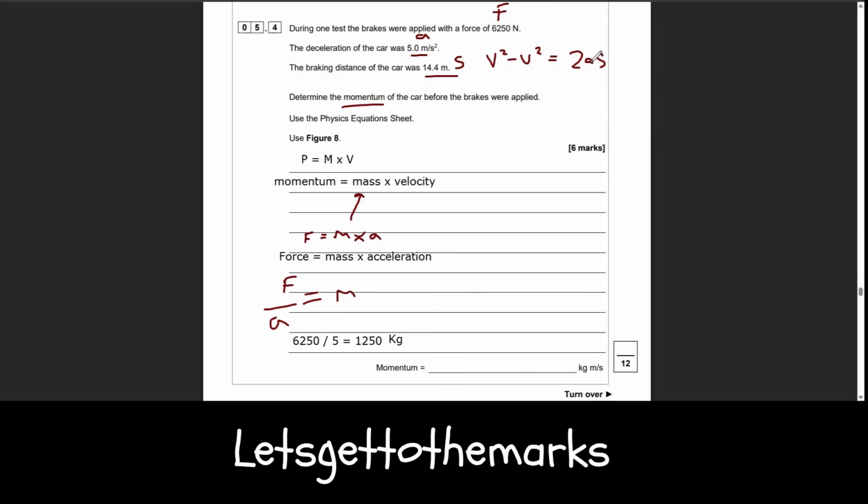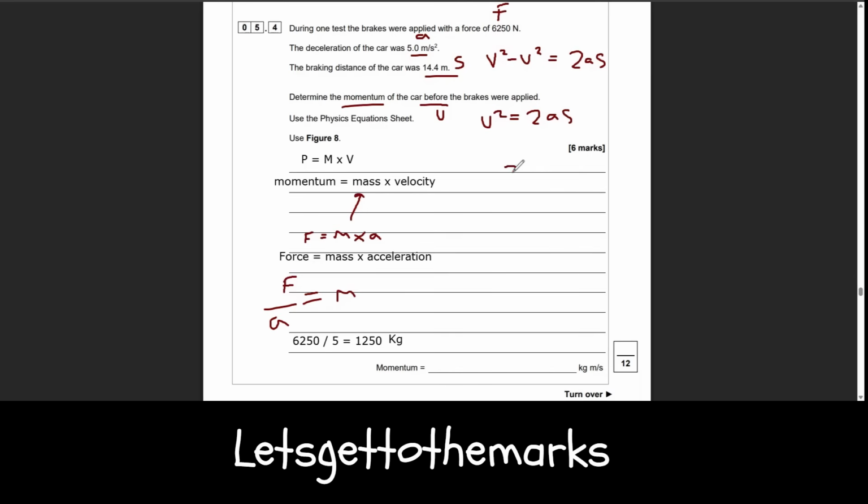So all we need to do here is we've got the acceleration, we've got the distance. So we are determining the momentum before the brakes were applied. That's U. We want the initial velocity because that's what's going to give us our initial momentum. So we want U. The final velocity is going to be 0, right? Because the car stopped. So we know that V is going to be 0. So we can just write this as U squared is equal to 2AS. Why can we do that? Because we know the final velocity is 0 because the car's braking. So its final velocity, it has stopped.